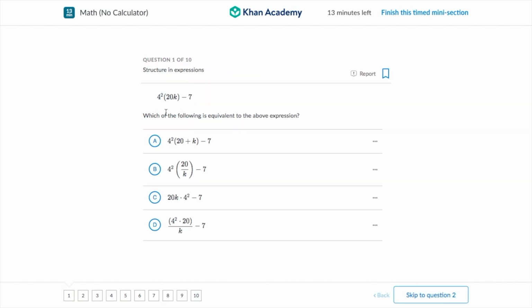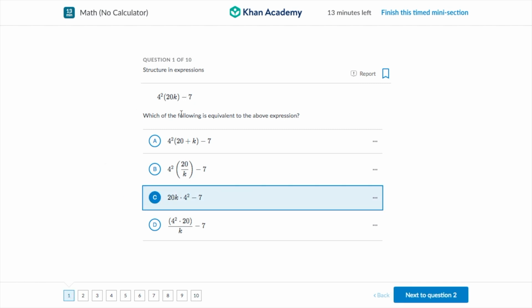Our first problem is asking us to find an expression that's equivalent to the one above. And we have 4 squared, or 16, times 20k minus 7. So let's think about this. This is just 16, or 4 squared, times 20 times k. And let's look at our answer choices. We have that right here. All we're doing here is multiplying, so this is going to be our answer.